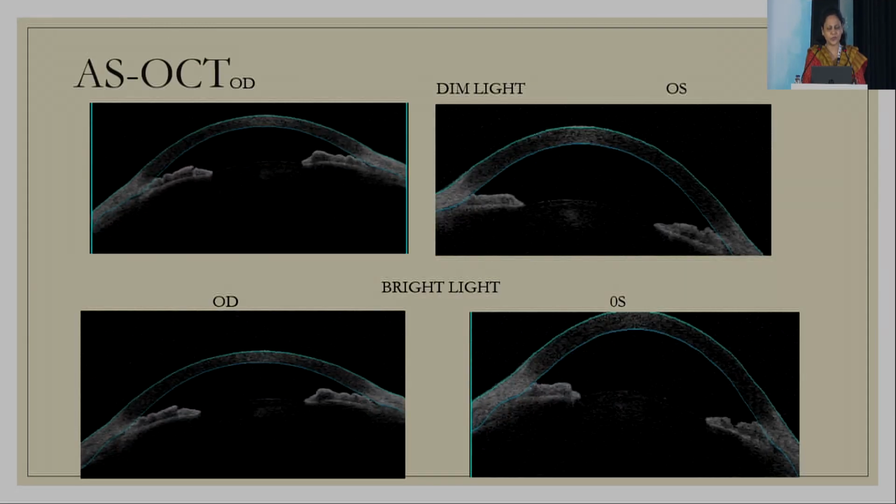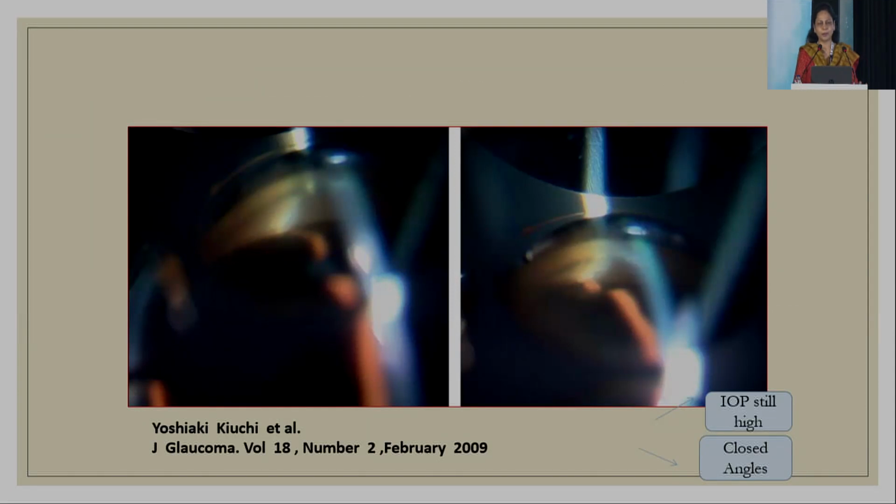Now I have put this figure just to show you the difference between a UBM and an ASOCT. ASOCT cannot penetrate beyond the iris, but UBM especially does. So whenever you think that any pathology is lying behind the iris, the correct choice is the UBM.